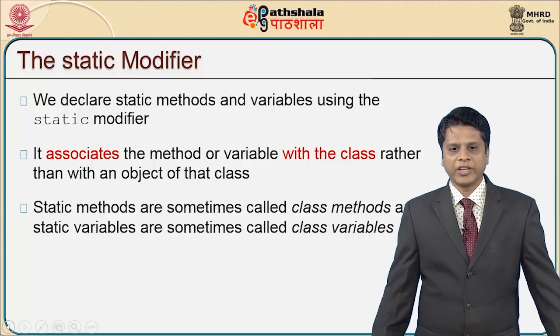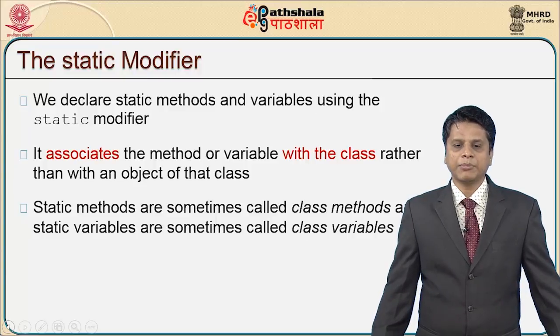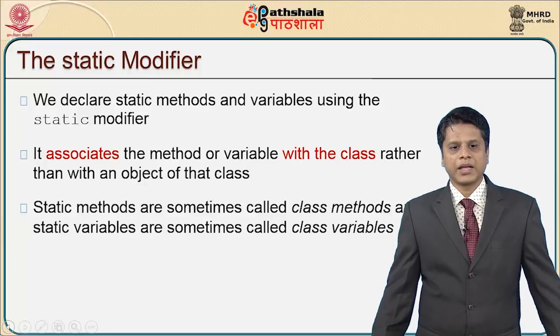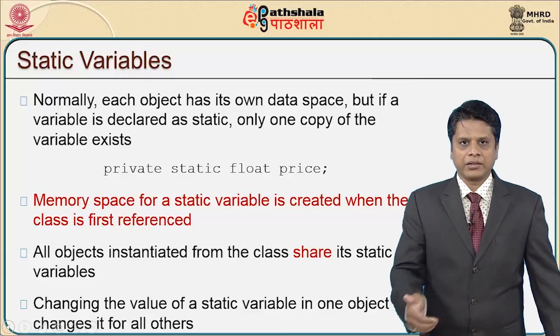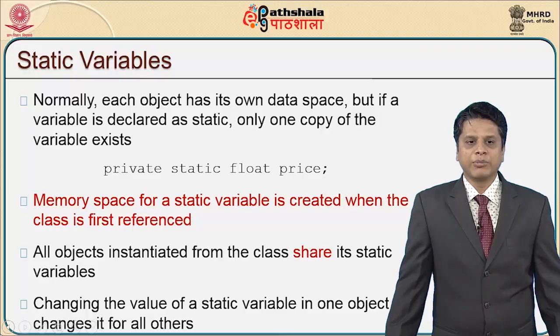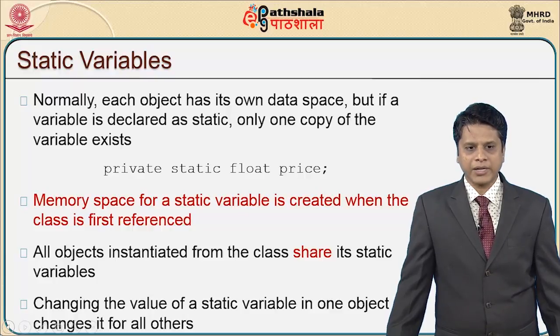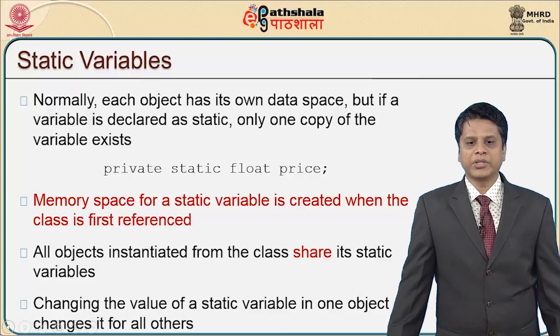We declare static methods and variables using the static modifier. It associates the method or variable with the class rather than with an object of that particular class. Static methods are sometimes called class methods and static variables are sometimes called class variables. Normally, each object has its own data space, but if a variable is declared as static, only one copy of the variable exists. Say private static float price.